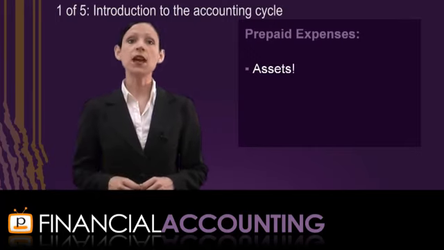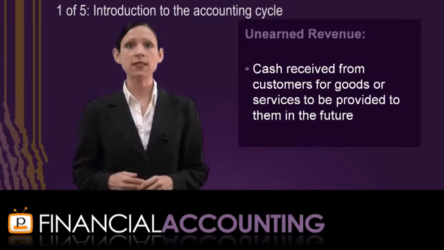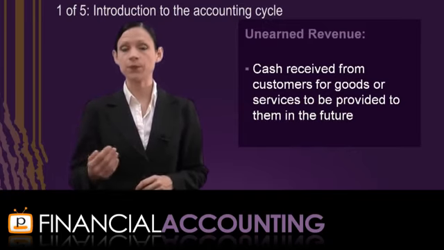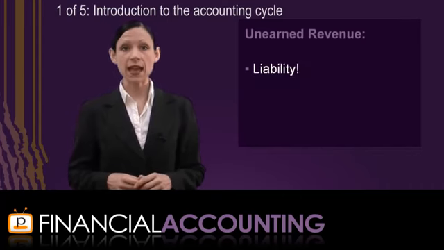The other new account, unearned revenue, records the cash we receive from clients for goods or services that we plan to provide them in the future. Now, because we still owe them the goods or services, unearned revenue is actually classified as a liability.